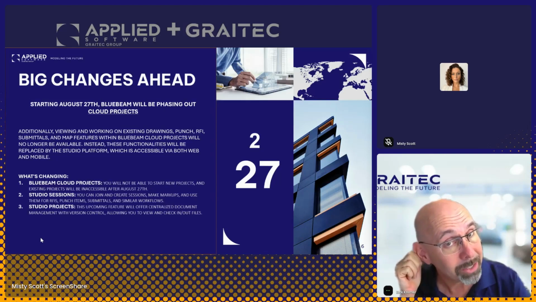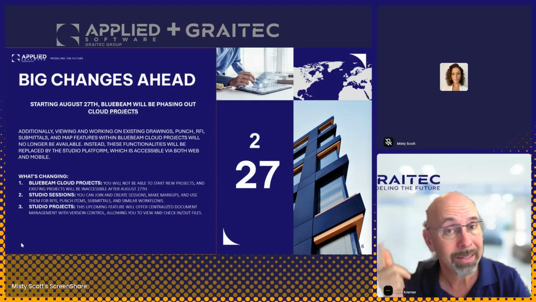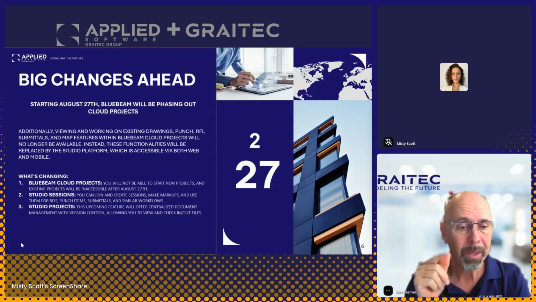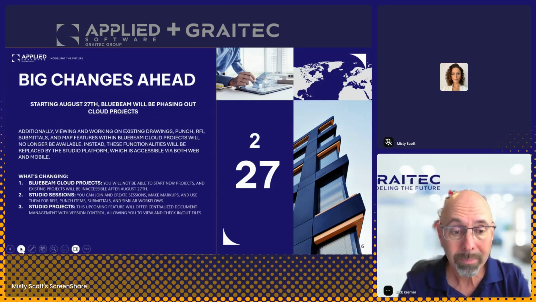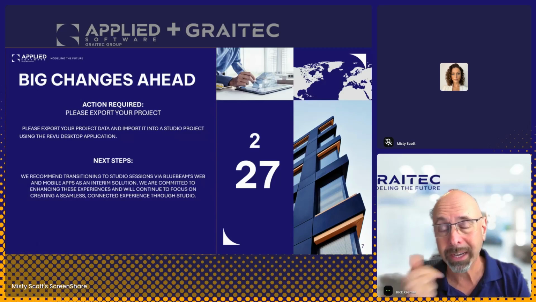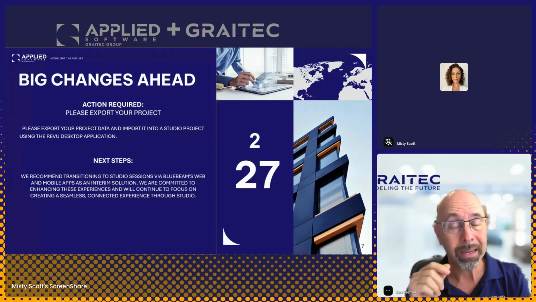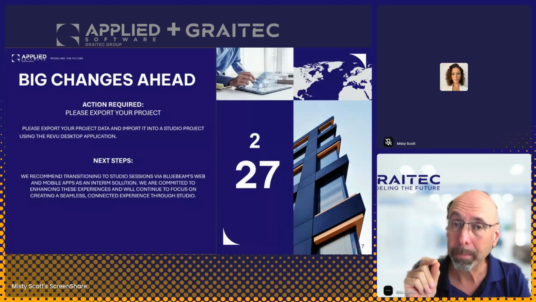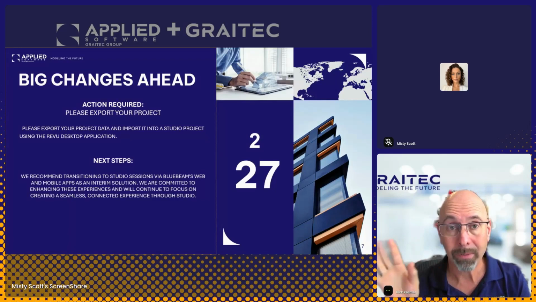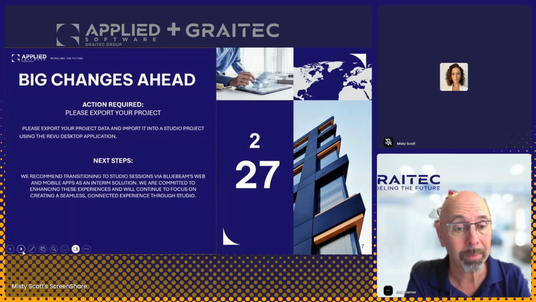So if you have a project, make sure to start migrating that information from a cloud-based project to a desktop project. Let's go to the next slide real quick. What do you have to do? Export your project. Find out more about it. Feel free to reach out to us, and I have a guide and information to show you how to take your information on a Bluebeam Cloud project, again not studio projects, offline. They're going to start shutting that down August 27th, and we should see something new.